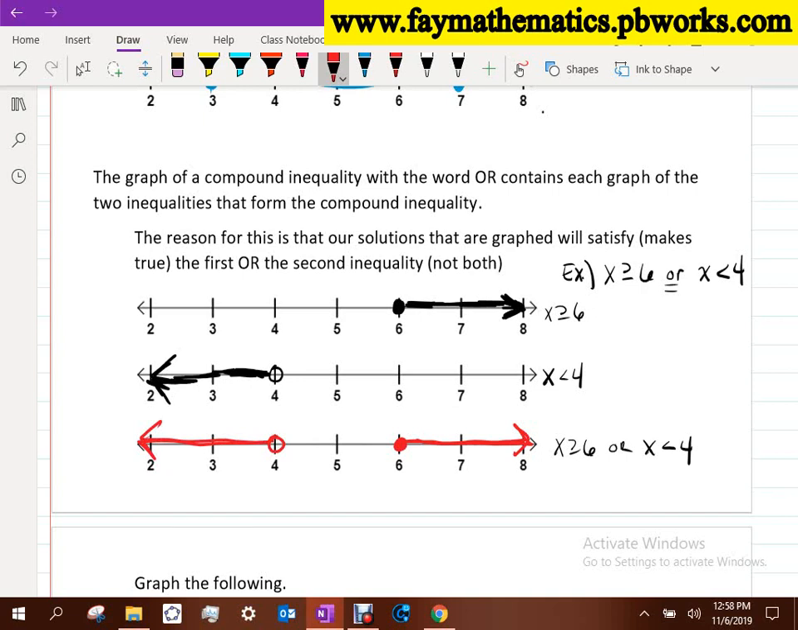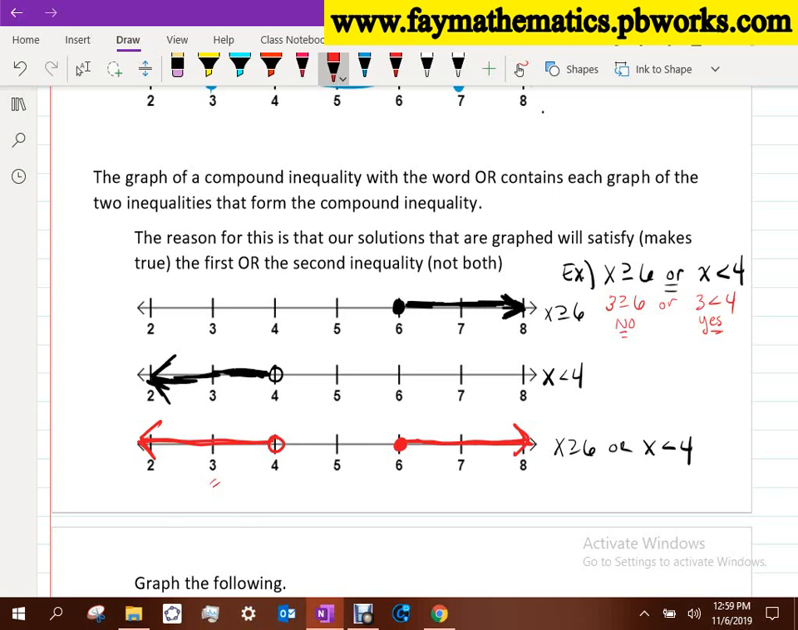Okay. Let's pick a number off. 5. Okay. Well, let's actually do one that works first. 3. So let's try 3. Okay. So if I plug 3 in here, is 3 bigger than or equal to 6? No. Or is 3 less than 4? Yes. So we want a yes for at least one of those. Does that make sense? When it was an AND statement, we wanted yes on both of them, correct? An OR statement, we only needed a yes on one of them.